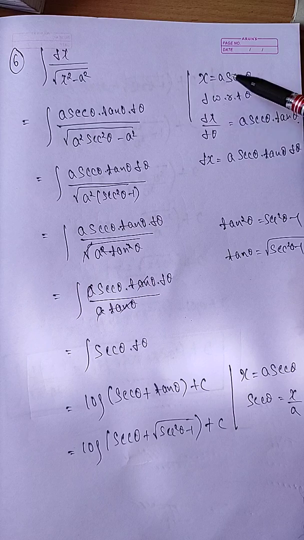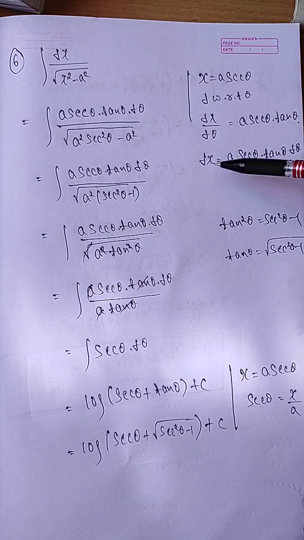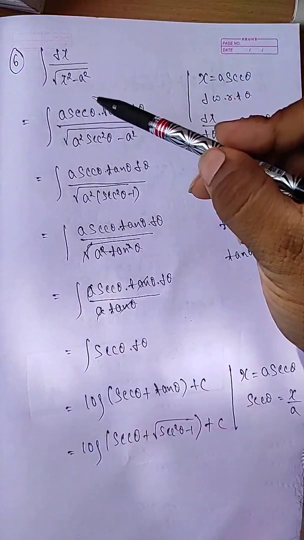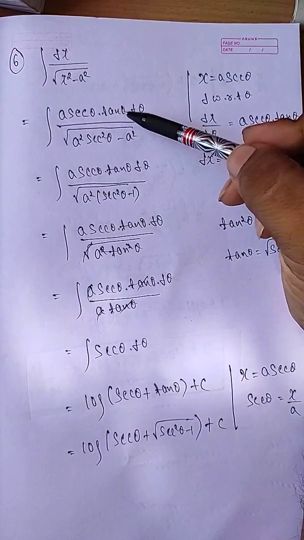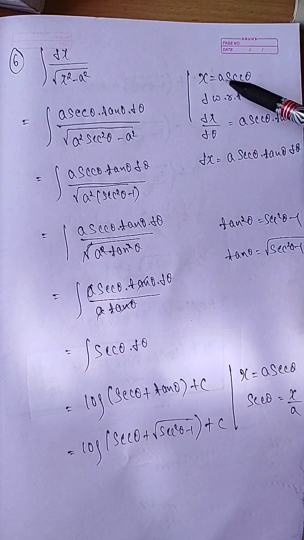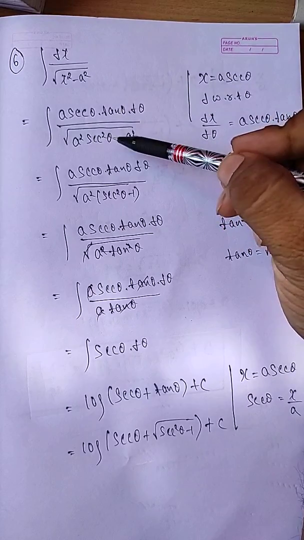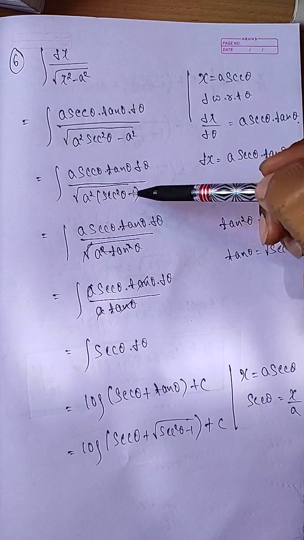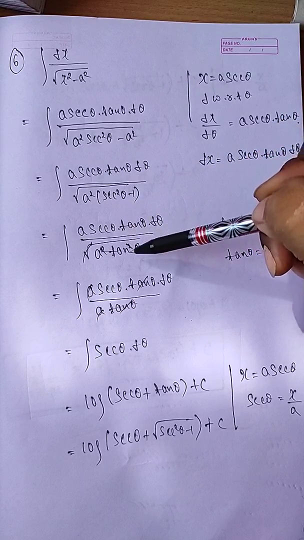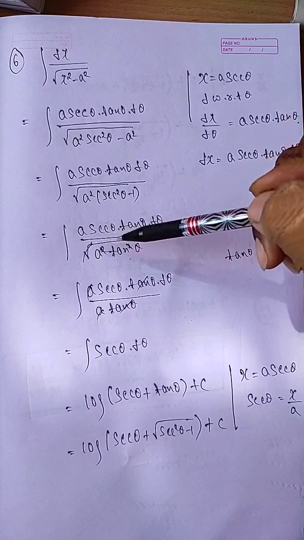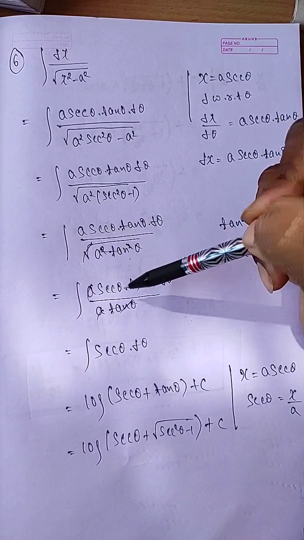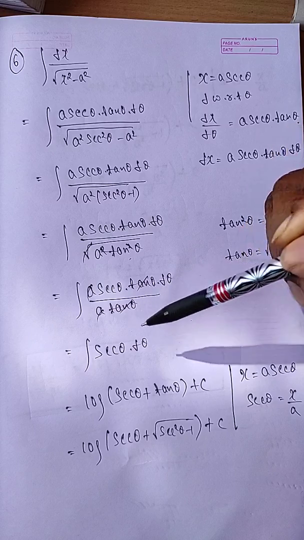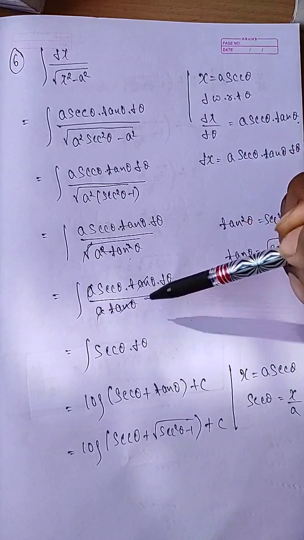dx by d theta is equal to differentiation of a secant theta, which is a secant theta tan theta. What is dx equal to? dx is equal to a secant theta tan theta d theta. So dx is replaced as a secant theta tan theta d theta by root of x square, replaced as a square secant square theta minus a square. I am taking a square as common, so secant square theta minus 1. Secant square theta minus 1 is tan square theta. Square and root cancel, so we are left with integration of a secant theta tan theta d theta by a tan theta. a cancels, tan theta cancels.